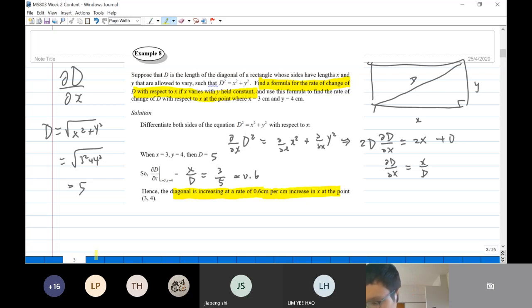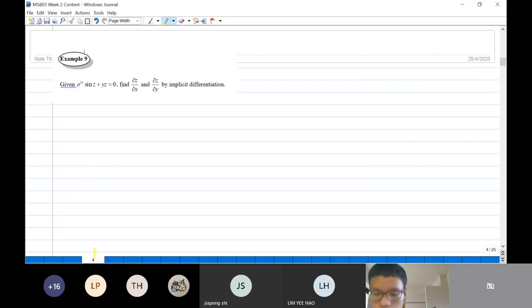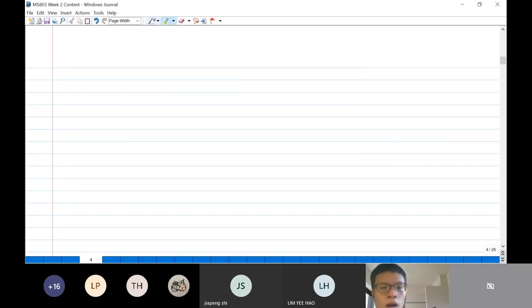So let me say something about what happens if you differentiate directly. Another way to do this, so let me insert a new page here. You found just now that d equals the square root of x squared plus y squared, right? So you can also do the partial differentiation directly with respect to x here.